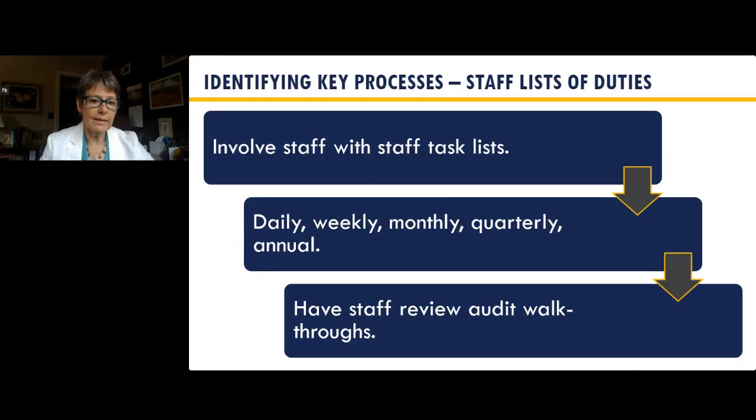One way I like to identify processes is by having my staff list out the duties that they do. So a staff task list is simply your staff taking a piece of paper or keeping a computer log somewhere where they can log the activities that they do daily, weekly, monthly, quarterly, and annually. I have them keep a page for each one of these and just start writing them down over the course of a couple of weeks.